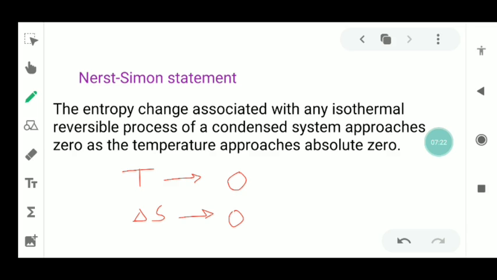And we know that it is always a positive quantity, it cannot be zero. This means T cannot be 0 Kelvin. It cannot reach 0 Kelvin. So this is the alternate statement for the third law of thermodynamics.